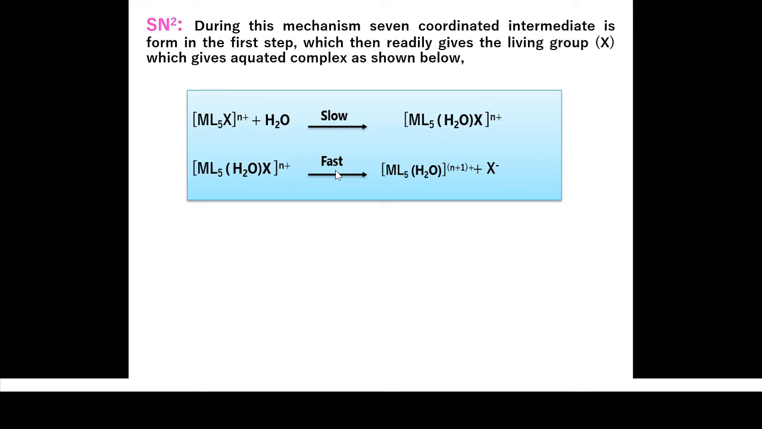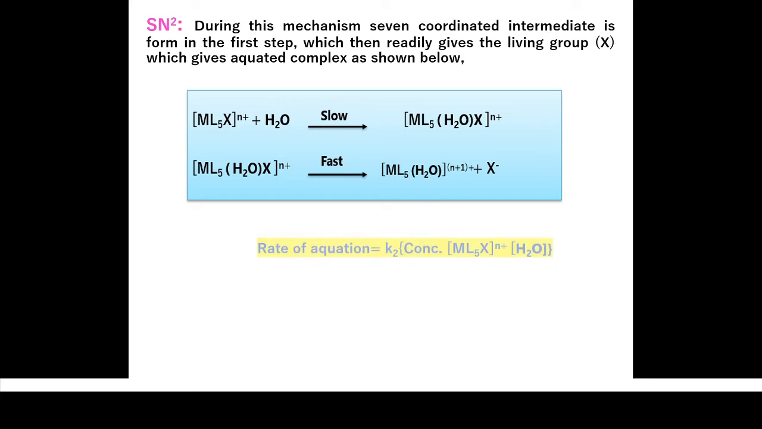Now this is your aqua complex. What happened in case of the SN2 type of mechanism? There are two steps. The first step is the slowest one. In the first step there is association of H2O which gives a 7 coordinated intermediate, and in the second step this 7 coordinated intermediate loses X minus which gives the 6 coordinated aqua complex.